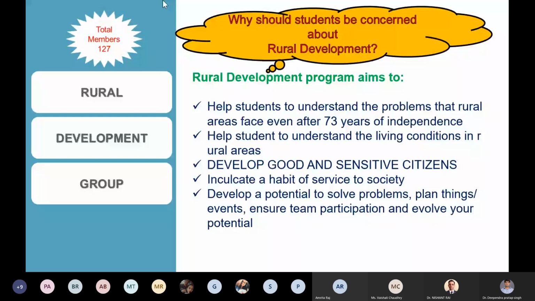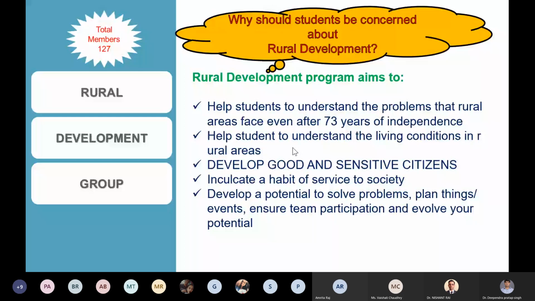Ultimately, the aim of this Rural Development Group is to develop good and sensitive citizens. If you are aware of the problems and facilities, you might be able to have empathy for them, and after understanding the problems, you may be able to create solutions. First you must know the problem, and once you know the problem, then you will be able to create a solution for that problem, right?